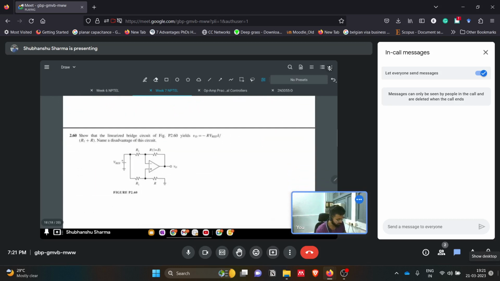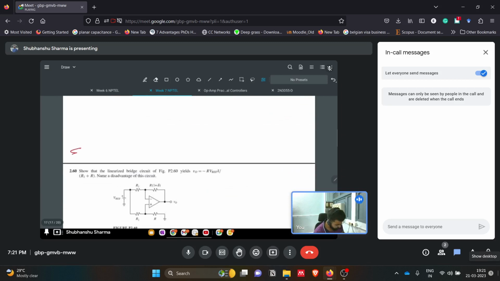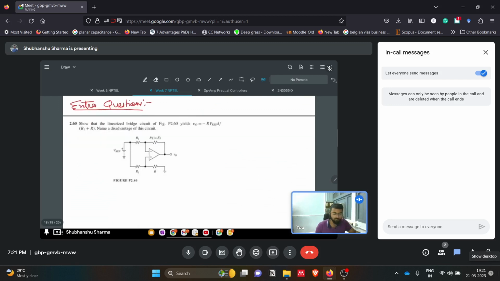So this is okay. Now there are two extra questions. We'll just see. These are just some applications of the op-amp. This course is about the applications of op-amps, and one of the very widely used applications of op-amps is linearization circuits. Op-amps are used for linearizing the input given to them.